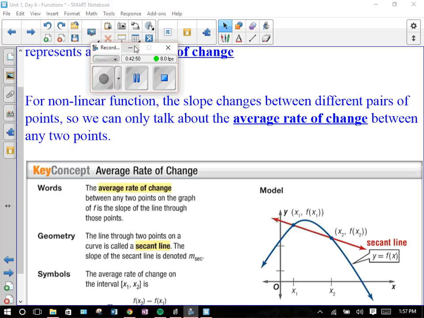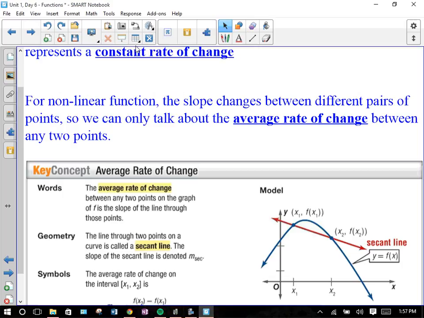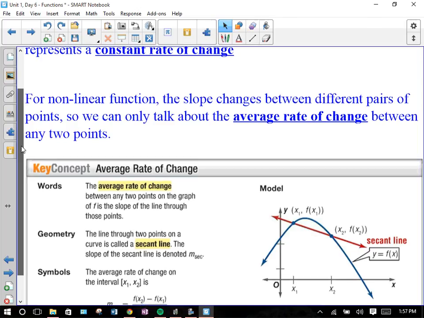And we're back. So, geometrically, like visually, what we're seeing here is this. We have a curve, and what we want to do is figure out the average rate of change between x1 and x2. To find that average rate of change, we're going to find the slope of a linear line that passes through both those points, which we call a secant line. Symbolically, this is how you're going to calculate it.